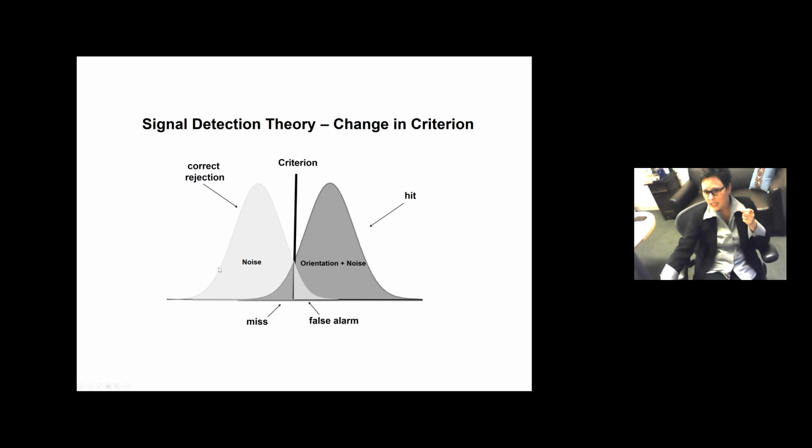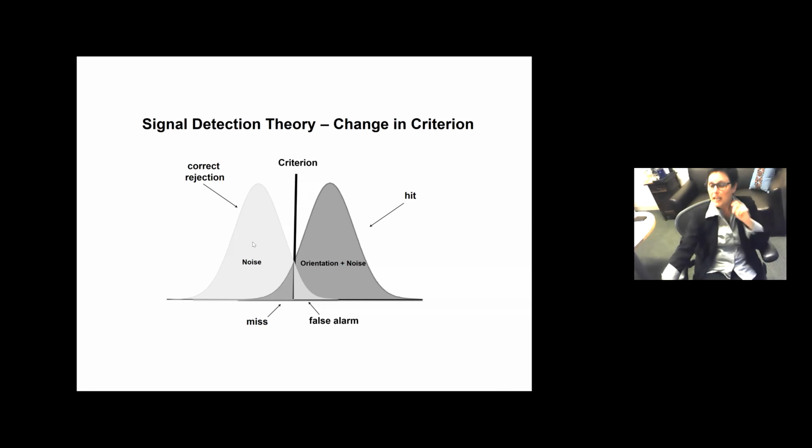Now, what you'll see is that this noise distribution, where there's no orientation signal, overlaps here a little bit, right? Because there's noise. It's not a delta function, but it's a Gaussian. So some of this distribution actually falls to the right of the criterion. So if the stimulus was drawn from the noise distribution, so there was no orientation signal, but you still said yes, because you perceived it as to the right of your criterion, we call that a false alarm, okay?